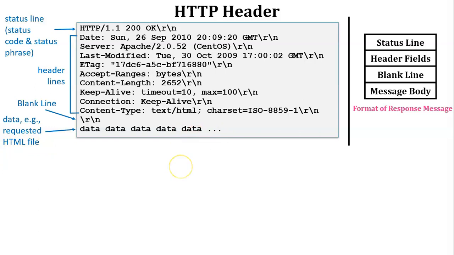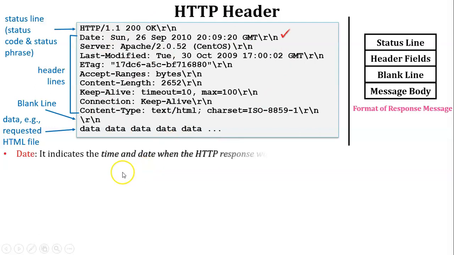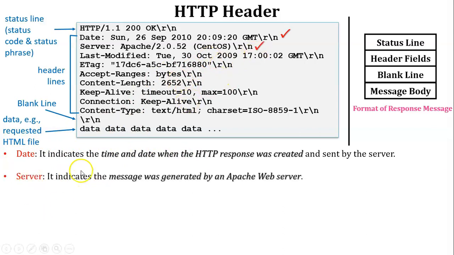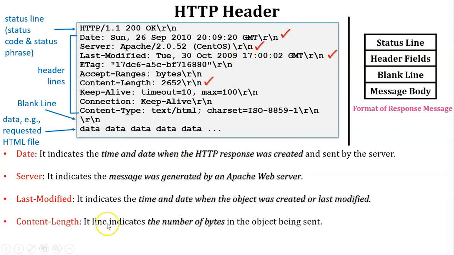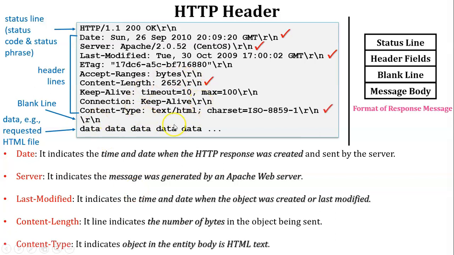Now let's discuss some of the header fields in the real-time example. The first field is date. It indicates the time and date when the HTTP response was created and sent by the server. The next field is server. It indicates the message was generated by an Apache web server. Next, last modified. It indicates the time and date when the object was created or last modified. The next field is content length. It indicates the number of bytes in the object being sent, so it indicates the size of the object. The next is content type. It indicates which type of content is present in the message body. Here the message body consists of HTML text.